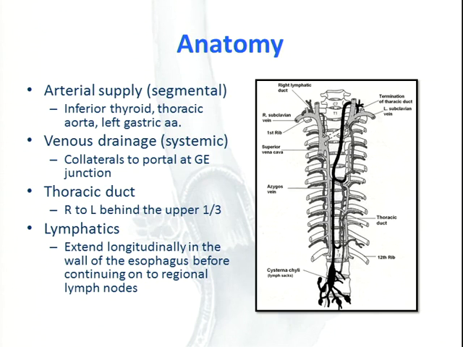Looking at the vascular supply, the arterial supply is segmental. The cervical esophagus is supplied from branches of the inferior thyroid, the mid portion from branches right off the thoracic aorta, and distally there are anastomoses or arterial arcades off the left gastric artery. The venous drainage tends to parallel the systemic arterial flow, but there are collaterals to the portal vein near the GE junction. The thoracic duct is usually found on the right side of the esophagus, and then courses over to the left behind the upper third. And the lymphatics, very important in terms of cancer, extend longitudinally in the wall of the esophagus before continuing on to the regional lymph nodes. That's very important when it comes to esophageal resections.